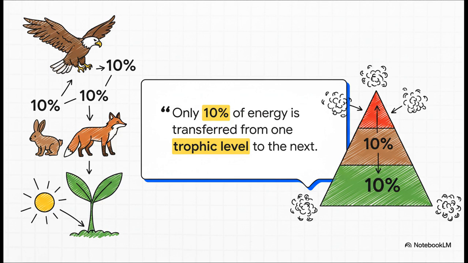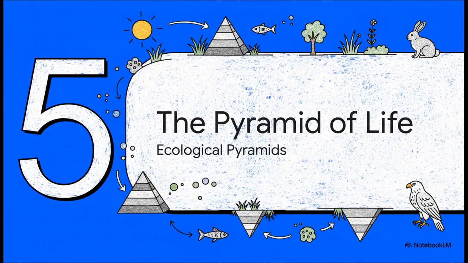On average, only about 10% of the energy from one trophic level actually makes it to the next. And this one simple rule explains so much, like why food chains are rarely super long. There just isn't enough energy left to support a lot of levels. So this 10% rule gives every ecosystem a very specific, very predictable structure. And the best way to visualize it is with something called ecological pyramids.